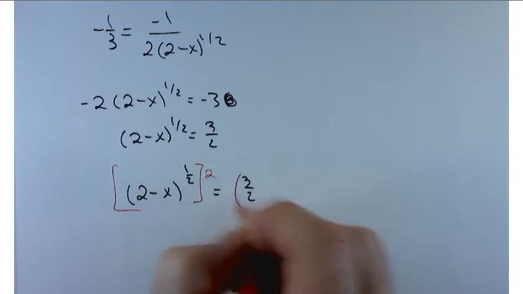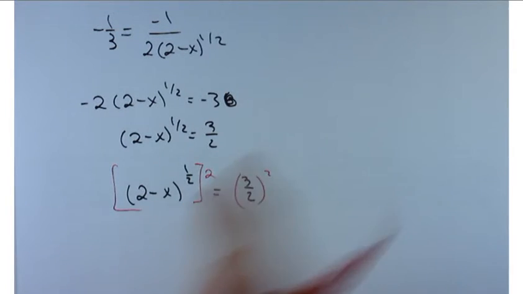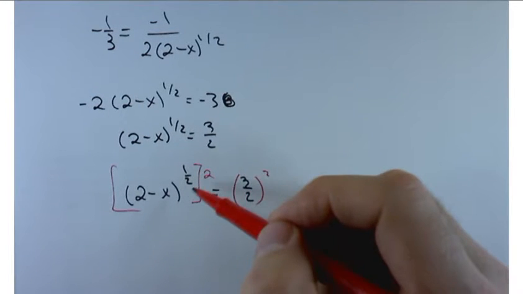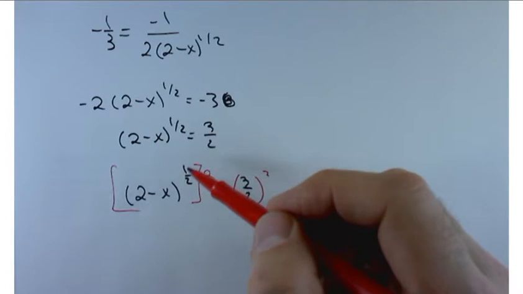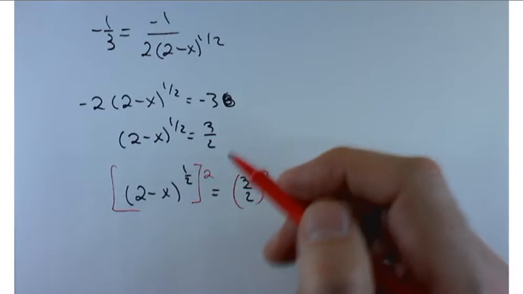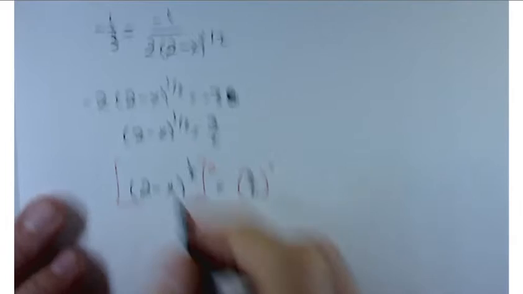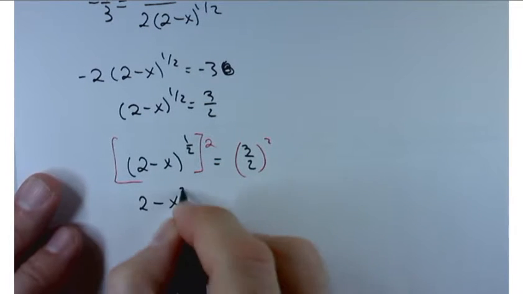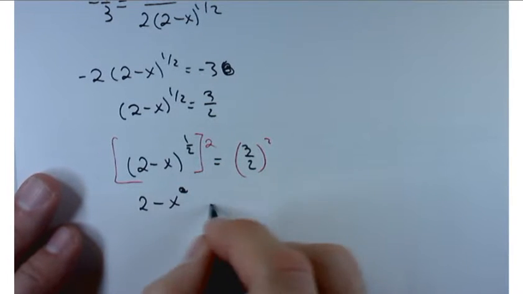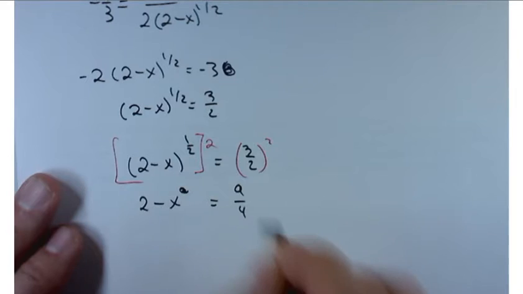This idea of raising both sides to the reciprocal power works nicely even if you have ugly fractions like 7/3 or 9/11, etc. You can still raise both sides to the reciprocal power and be done in one step. Now on the right hand side, it's not squared anymore. I get 9/4. Let's finish solving for x.